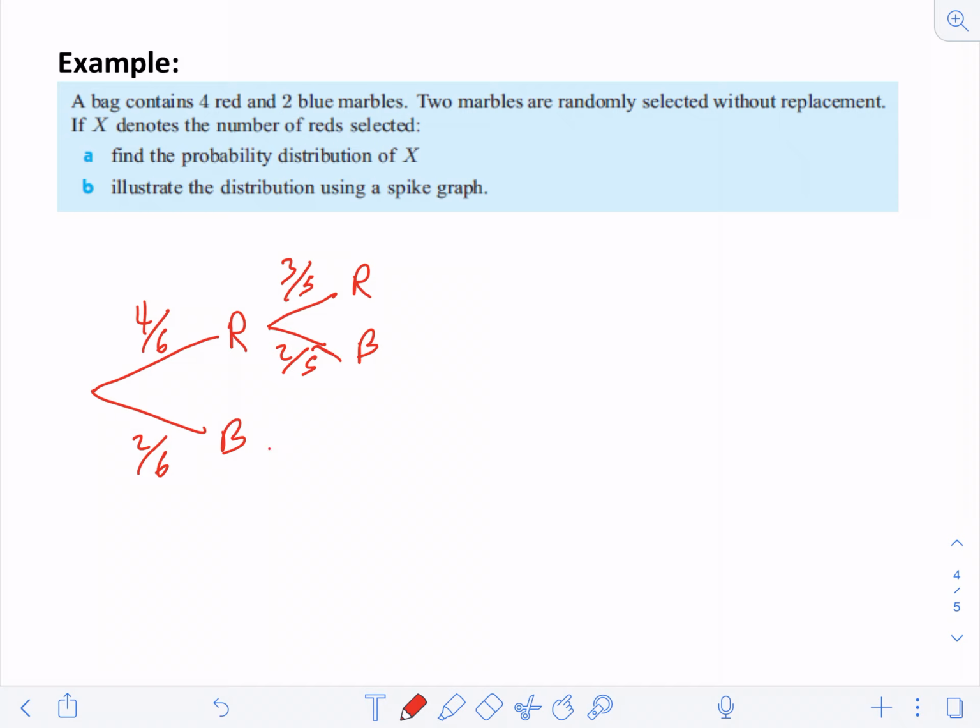And then if I selected a blue first, what's the probability of me selecting a red or a blue? Well, if I selected a blue first, it means all 4 reds are there, so it's going to be 4 out of the 5 remaining. And if I've already selected one of the blue, then the odds of me getting the other blue is 1 out of 5.